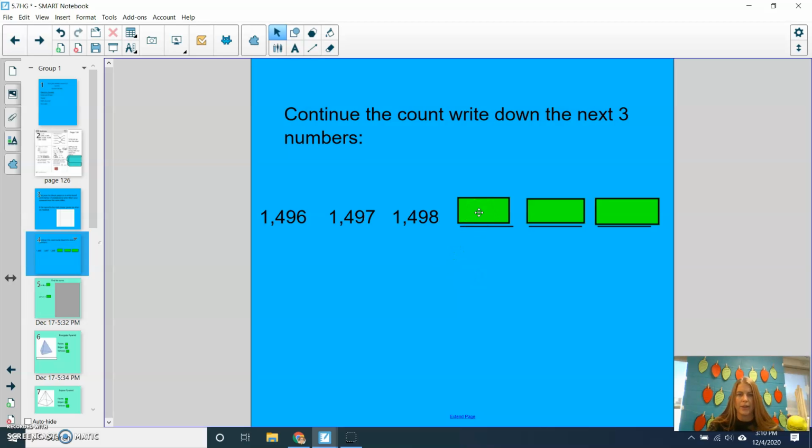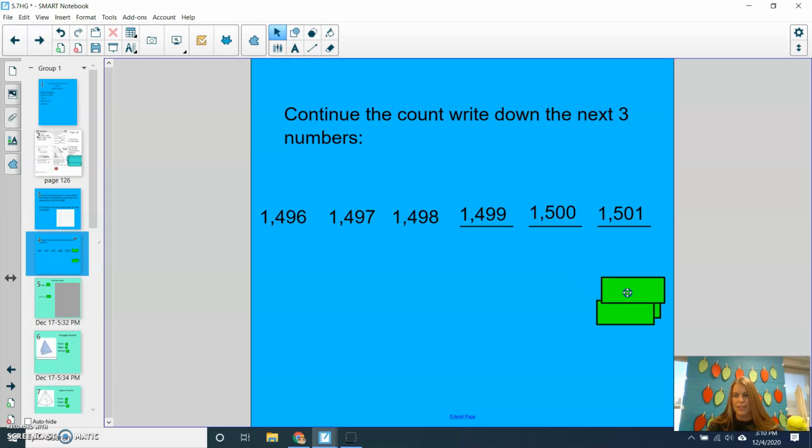So the next number that I would have would be 1,499. Then after 99, I'm moving on to my next 100. So then I would have 1,500 and then 1,501. We'll work more on continuing counts in future lessons.